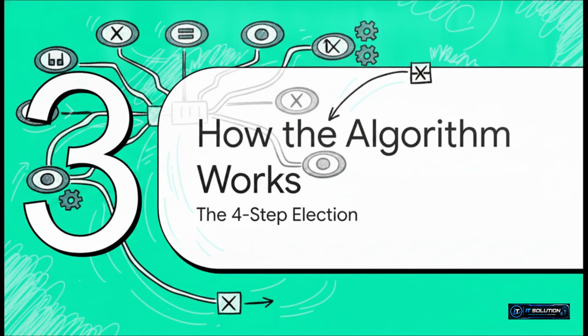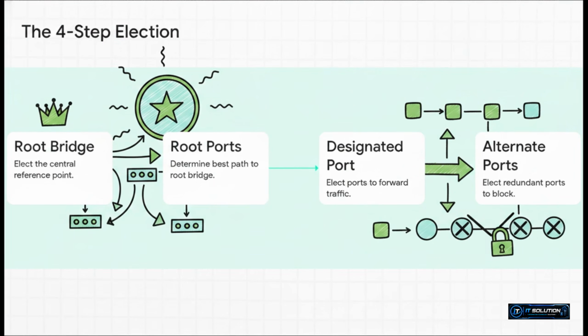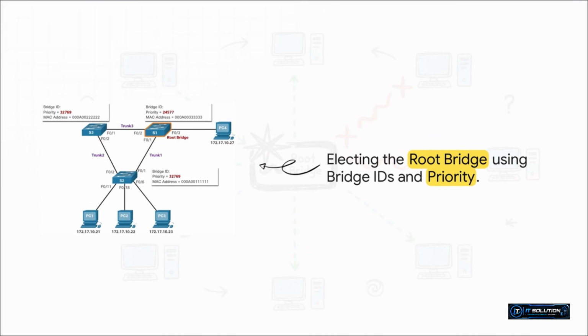Let's look under the hood in Section 3, how the algorithm works through a 4-step election. The algorithm is incredibly methodical. It operates in 4 clear sequential steps to ensure a completely loop-free topology. First, the network elects a supreme leader, called the root bridge. Then, every other switch finds its absolute best path to that leader. Next, they figure out which switch is in charge of forwarding traffic onto each individual network segment. And finally, any port that isn't selected for one of these active forwarding roles is shut down or placed into an alternate blocking state. Think of this first step like a political election. The switches are campaigning using special messages called BPDUs, or Bridge Protocol Data Units.